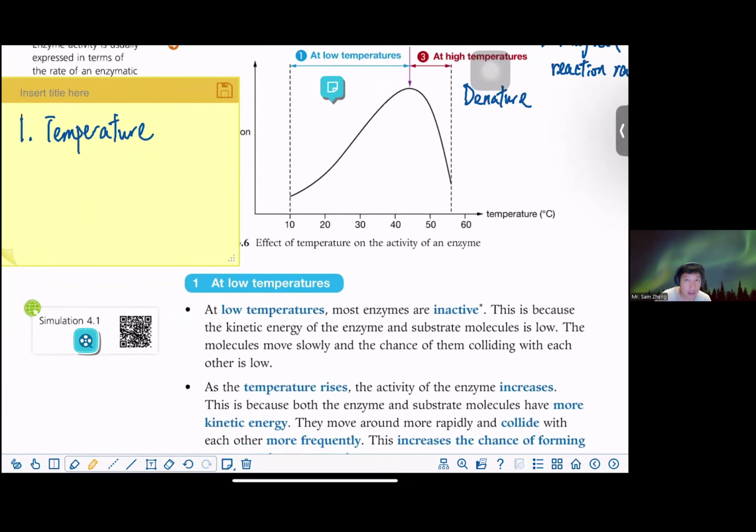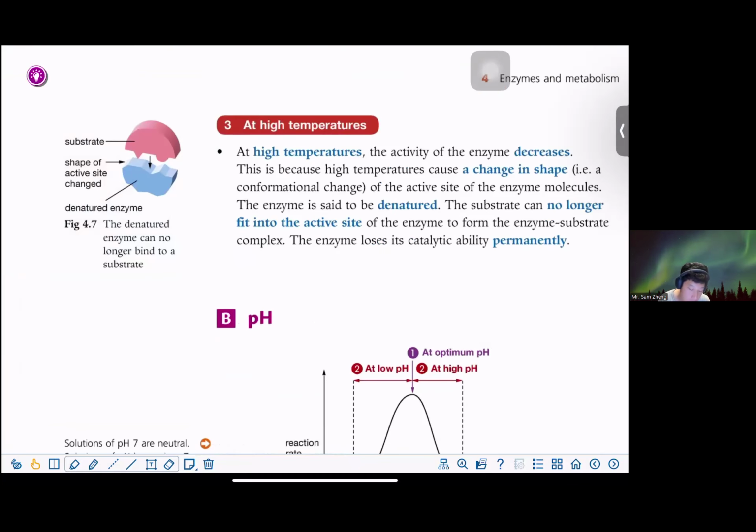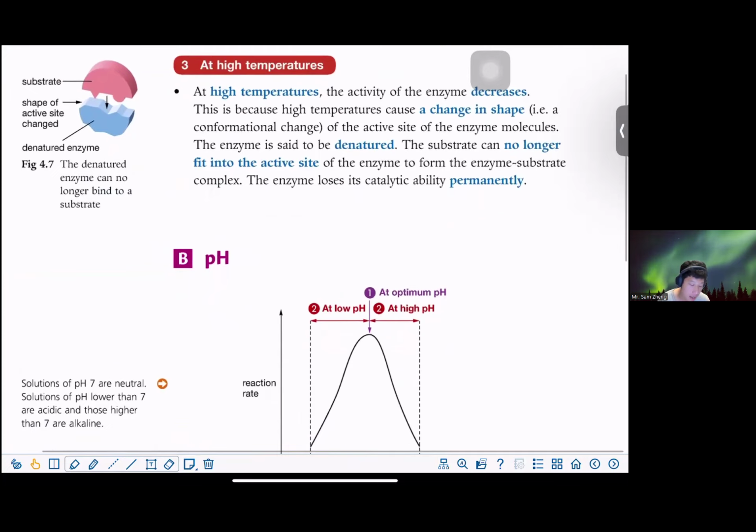But if the temperature further exceeds the optimum temperature, we will say that the temperature is too high. At a high temperature, the enzymatic activity will decrease. That is because the high temperature will cause a change in shape of the active sites of the enzyme molecules. Once the shape of the active site of the enzyme molecules has been changed, we will say that that particular enzyme will be denatured.